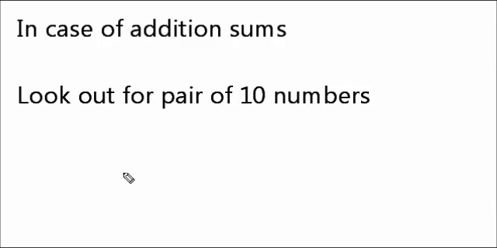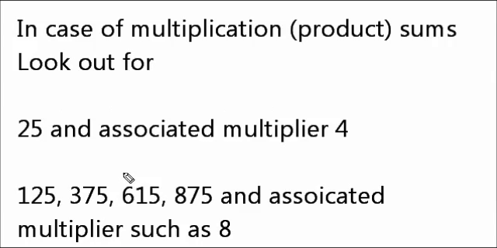So what is important in solving these sums? The number of 10 pairs for solving all addition related sums using the commutative or associative property. And for product related sums, spotting those numbers. If you see 25, spot a 4. If you see 125, spot an 8. And there are other numbers for 125 which are 375, 625 and 875. So when you see these numbers, try to spot an 8.